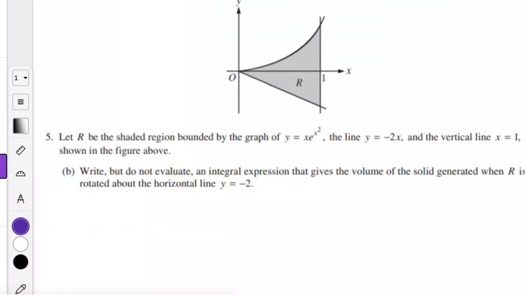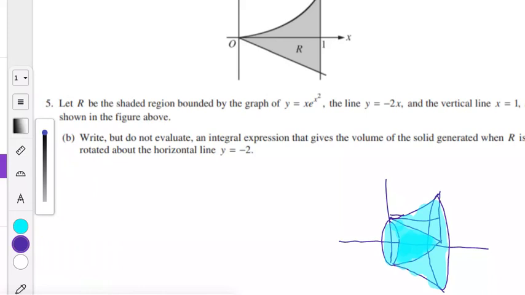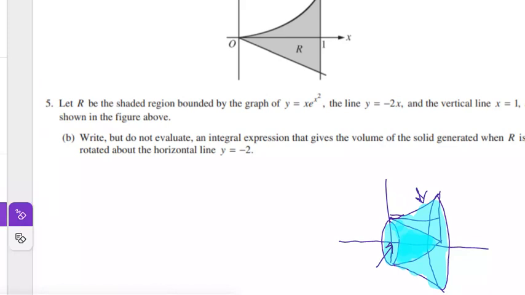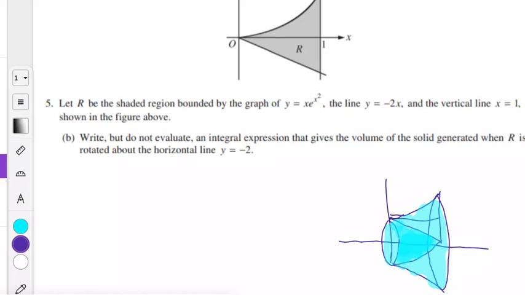Now for part B, it asks us to write but not evaluate an integral expression that gives the volume of a solid generated when R is rotated about the horizontal line y equals -2. For these problems, I like to start by drawing a graph. After drawing it here, we can see this solid that kind of looks like a frustum. There's also this cone right here that is removed from the inside. This is free space inside the volume. Now that we have a good idea of what the graph should look like, let's try and integrate it.